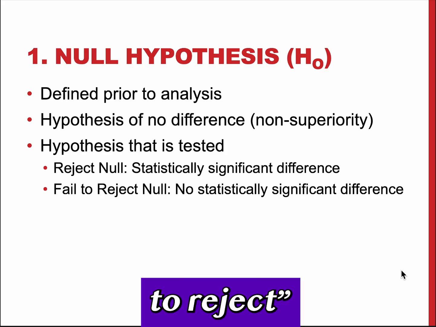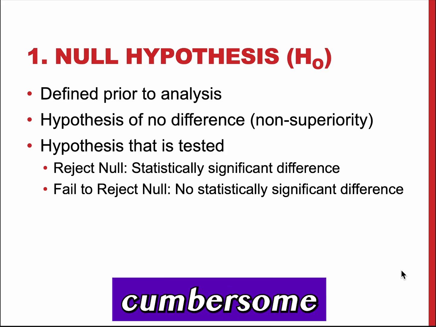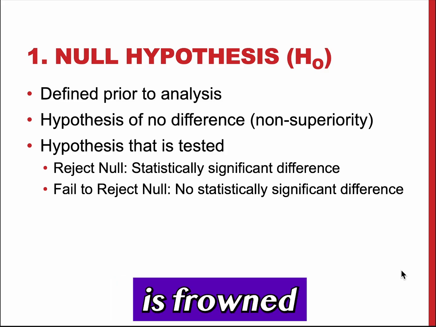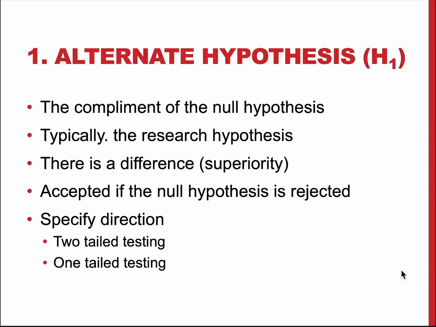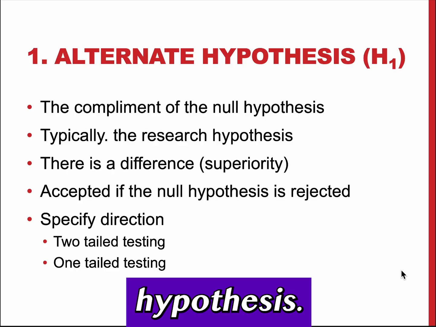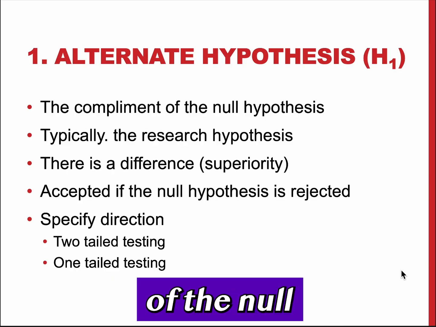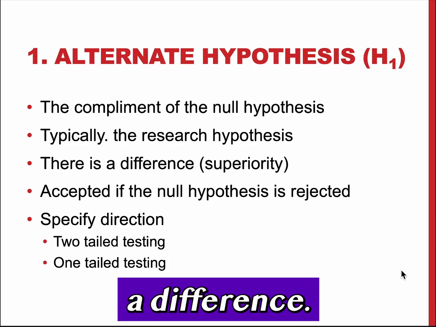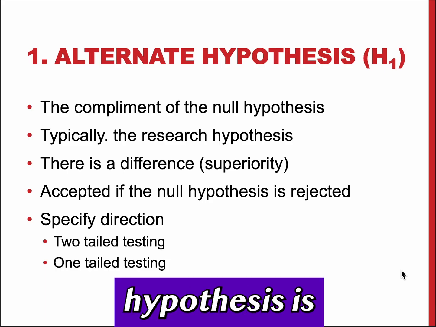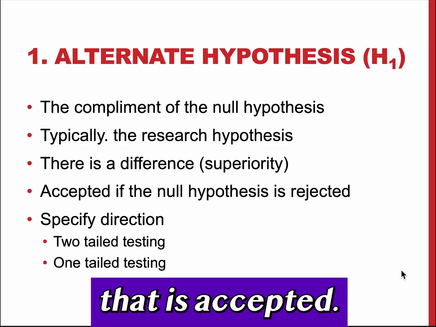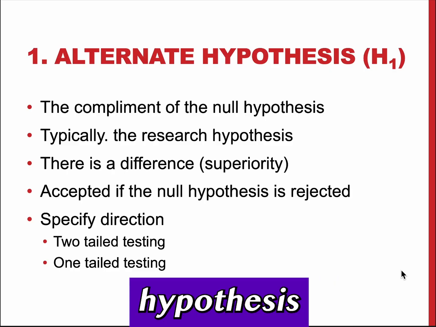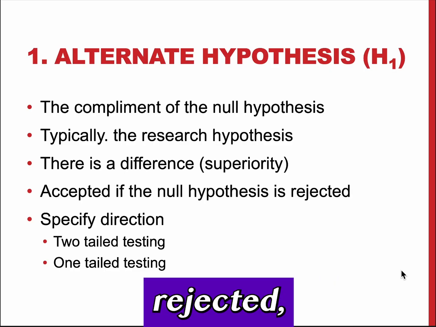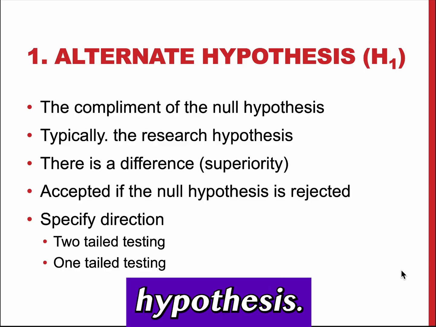The phrase fail to reject the null hypothesis is a bit cumbersome, but the term accept the null hypothesis is frowned upon by statisticians. This is the alternative hypothesis for a superiority hypothesis. The alternative hypothesis is the complement of the null hypothesis. The alternative hypothesis is typically the research hypothesis and is the hypothesis of a difference. The alternative hypothesis is accepted if you reject the null hypothesis, and is rejected if you fail to reject the null hypothesis.